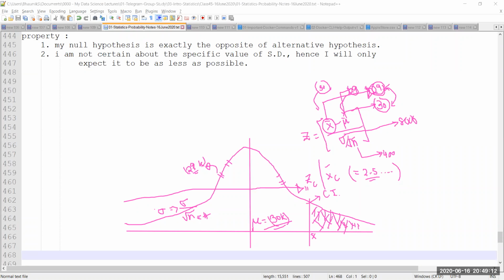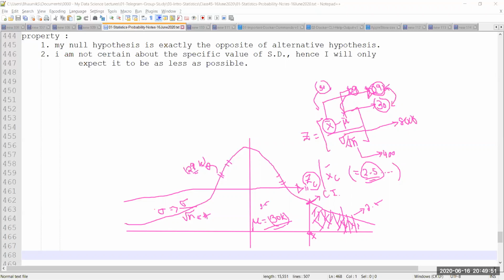Now, since the computed value of x is 2.5, this falls over here. So this is the value here. Now, if this falls into this area, then I can clearly say that I can reject the null hypothesis and introduce the product line into the new area. Now, how do I know that 2.5 falls in this area or 2.5 falls into this area?